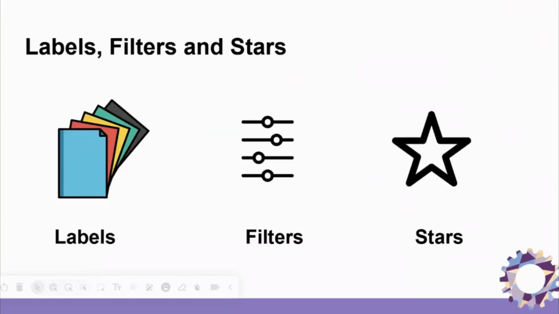We're going to cover 3 powerful tools in this session. Labels, which are like folders that you can color code. Filters, which lets Gmail sort things automatically through a set of rules that you determine. And stars, which help you flag what needs your attention.